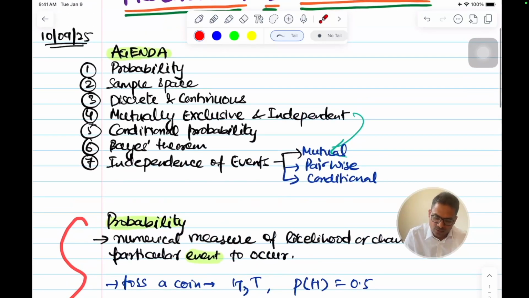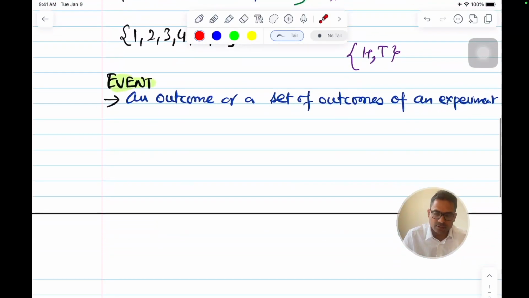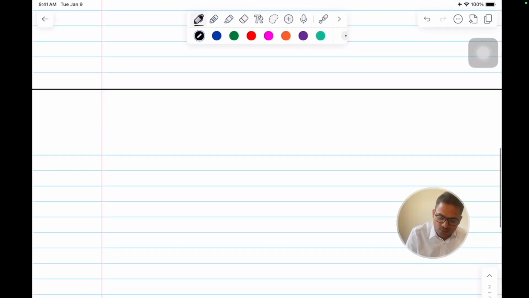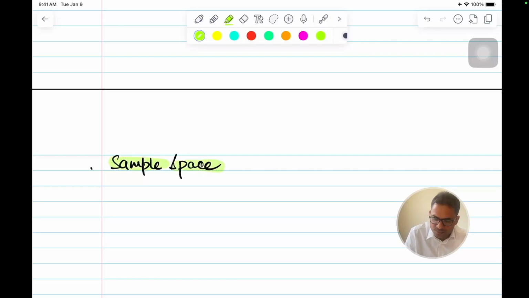Let's just discuss what a sample space is, and then we'll go in this order. Okay, so the next term that you should know is the sample space. Instead of writing this out, I'll just write sample space. So what is a sample space?